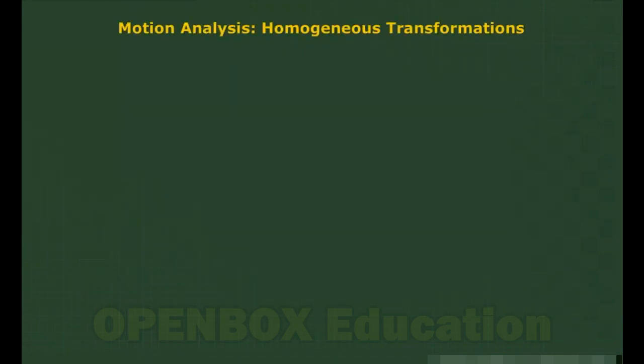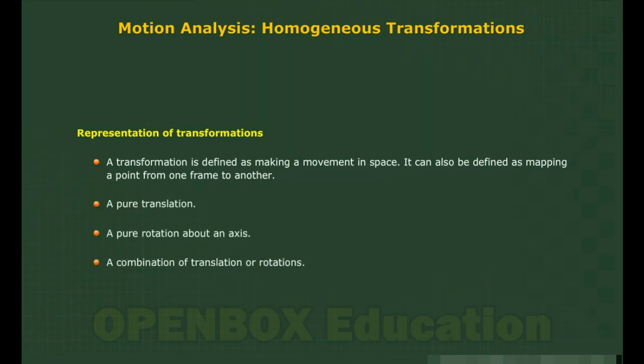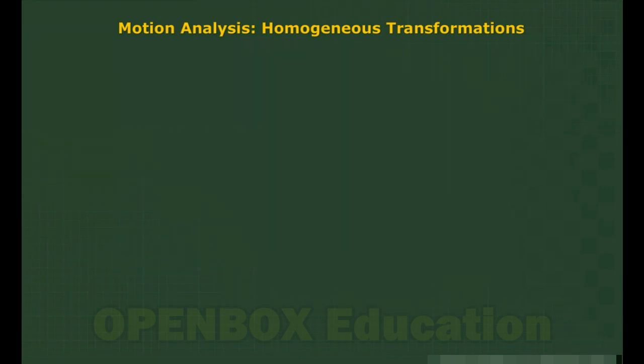Motion analysis. Homogeneous transformations. Representation of transformations. A transformation is defined as making a movement in space. It can also be defined as mapping a point from one frame to another. It can be a pure translation, a pure rotation about an axis, or a combination of translations and rotations.